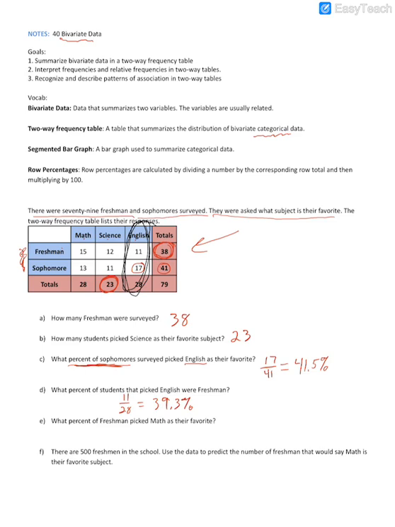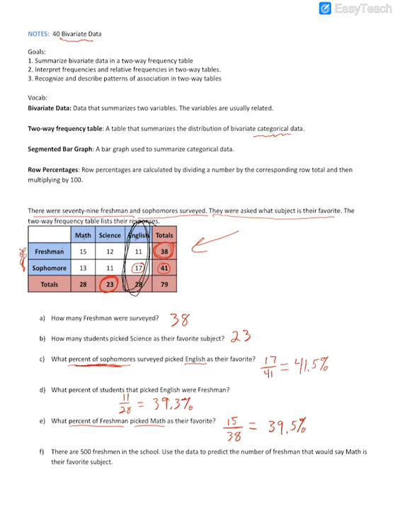What percent of freshmen picked math? Now we flipped it around. This time we want the percent of freshmen that picked math. So we're looking at this top row right there, okay? Freshmen that picked math. So we have 15 freshmen that picked math out of a total of 38. So just grab your calculator. 15 divided by 38 is going to give us about 39.5%.